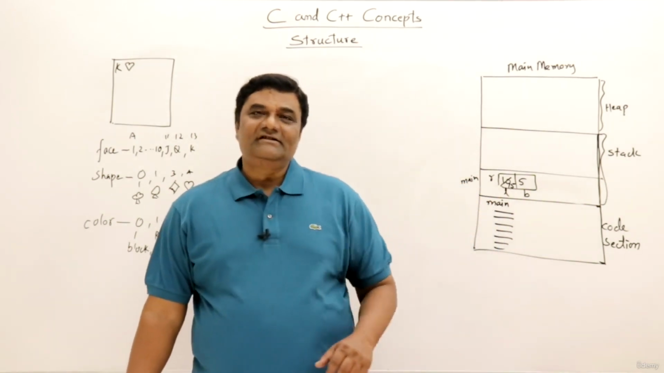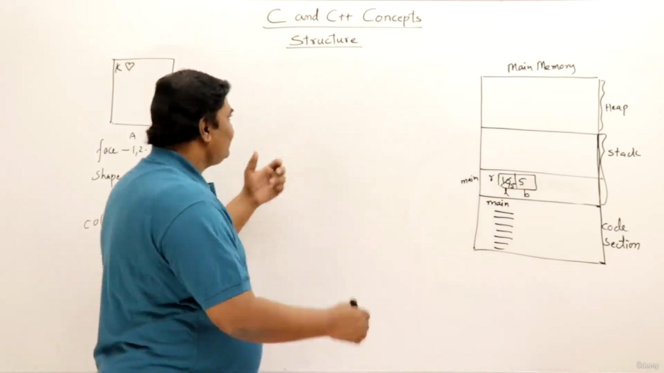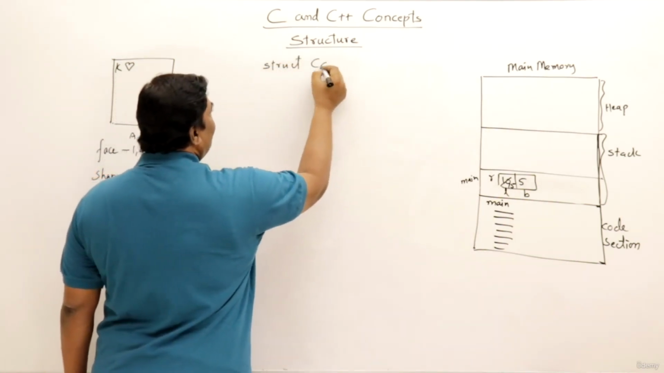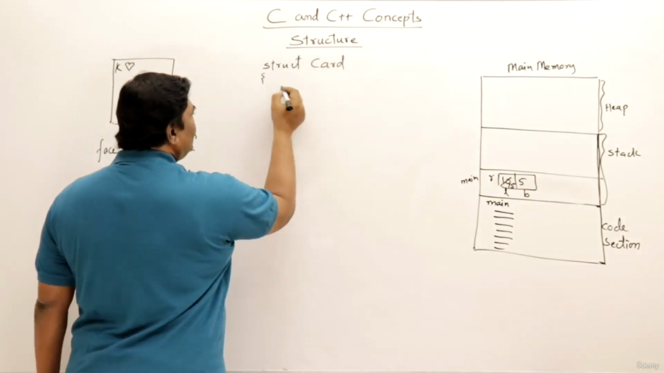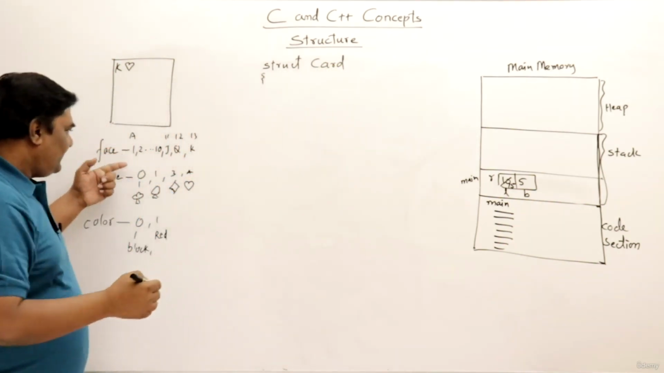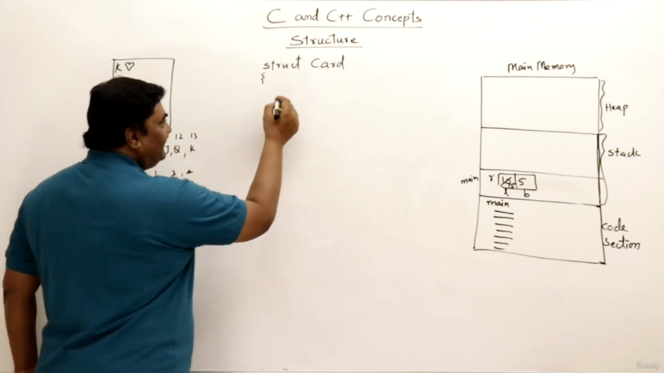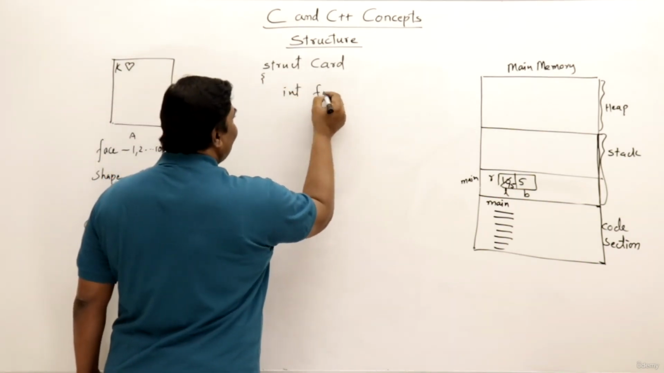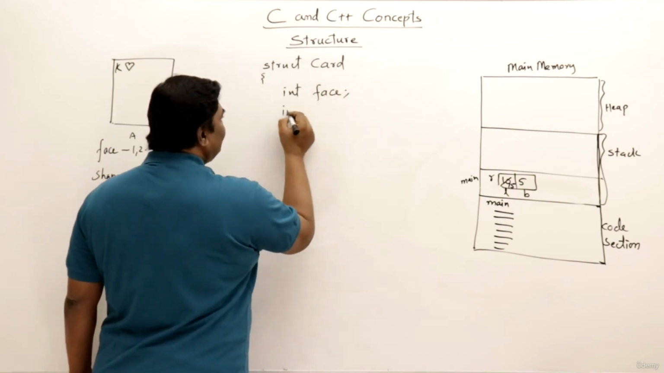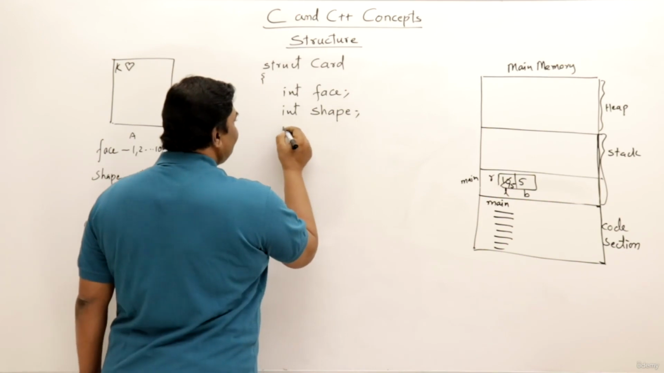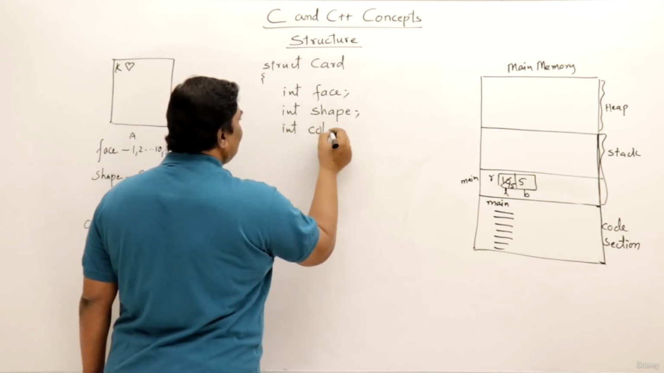Now this I can represent as a structure. Let us define a structure. Struct card. What are the members? All these are integers only now. This is integer, right? So all are integer. First one is integer face value. And the second one is integer, that is shape. And the third one is integer, that is color.